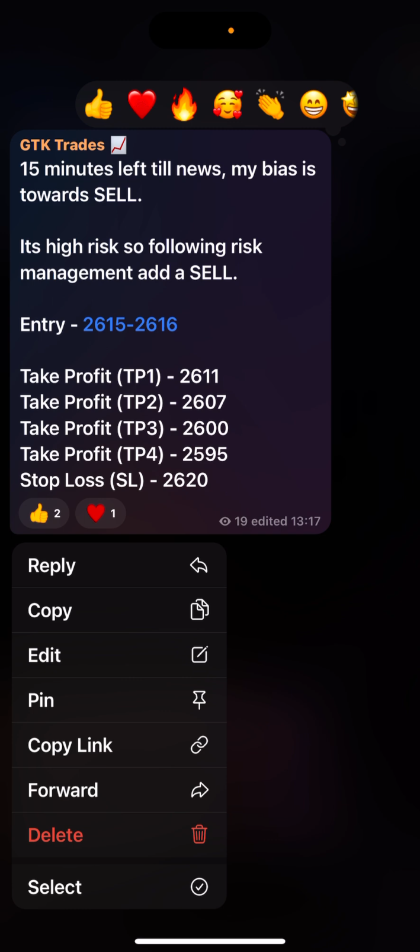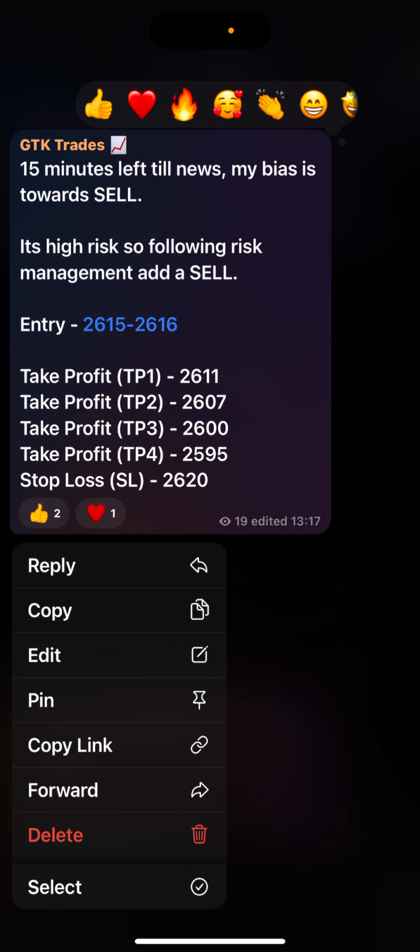Now, every trade has a direction that we are looking to go in. In this trade, we're looking to sell. And this was a news trade, which was high risk. So in the channel, everyone was notified to follow risk management. These are the parameters that we are looking for.